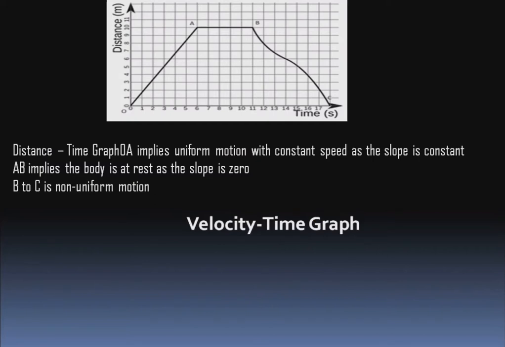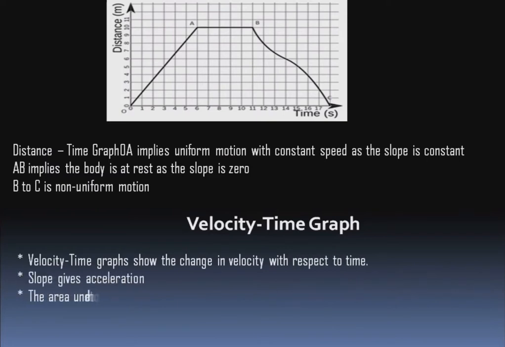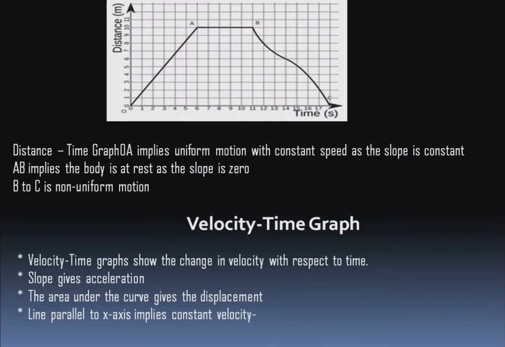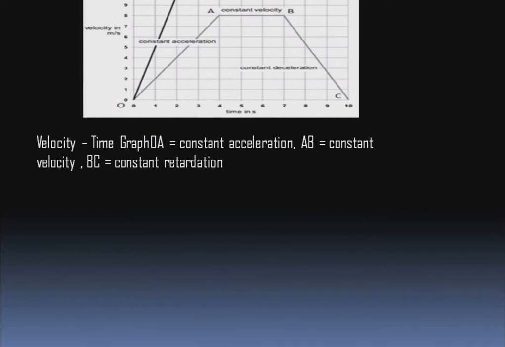Velocity time graph. Velocity time graph shows the change in velocity with respect to time. Slope gives acceleration, the area under the curve gives the displacement, and a line parallel to x-axis implies constant velocity. So you can see in this figure, this is a velocity time graph. OA is constant acceleration, AB is constant velocity, and BC is constant retardation.